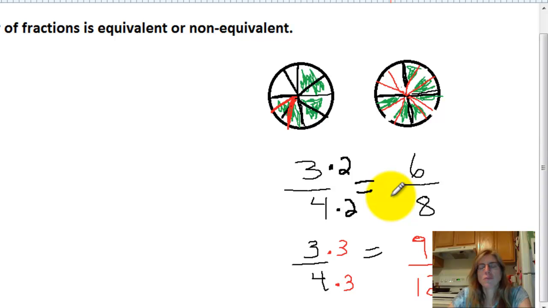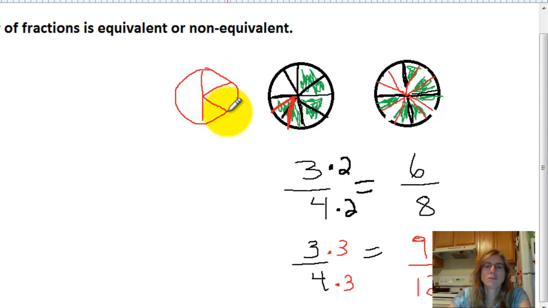So that's what equivalent fractions are. Again, if you were to start with a pizza, cut it in half, and cut this side into thirds and this side in half, you do not have equal pieces, so it doesn't make sense.